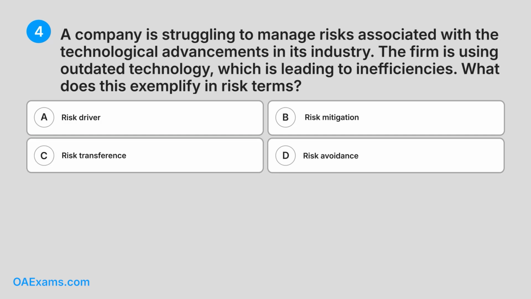4. A company is struggling to manage risks associated with the technological advancements in its industry. The firm is using outdated technology, which is leading to inefficiencies. What does this exemplify in risk terms? A. Risk driver. B. Risk mitigation. C. Risk transference. D. Risk avoidance. Can you guess the answer?